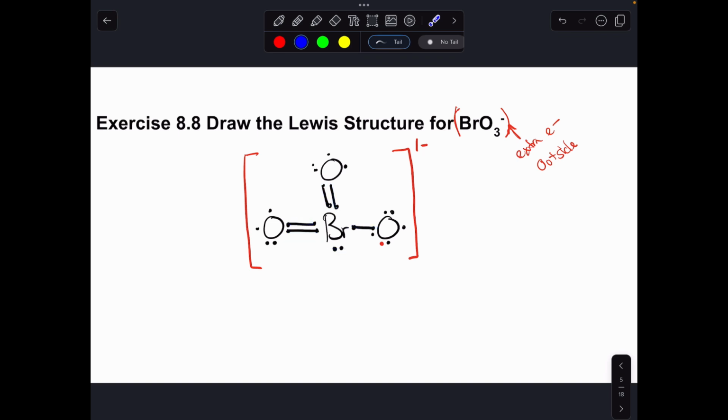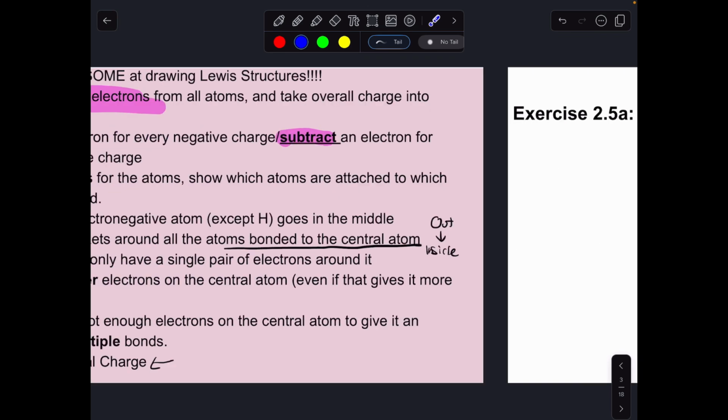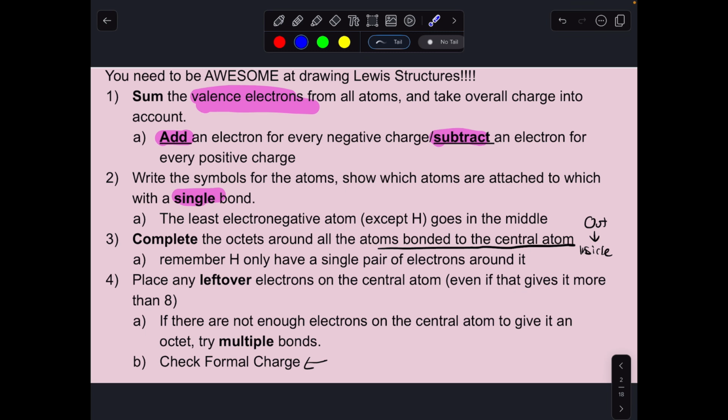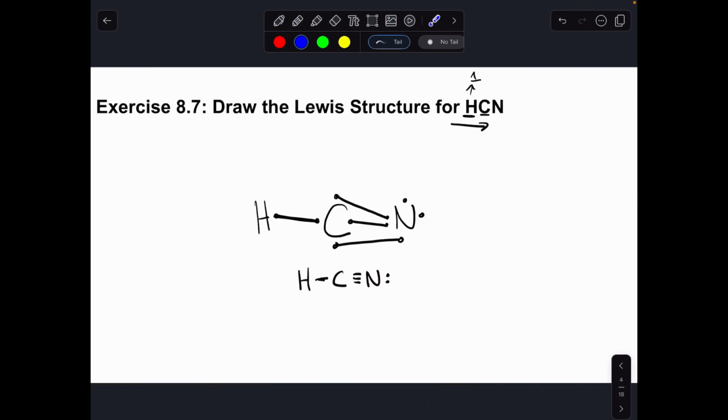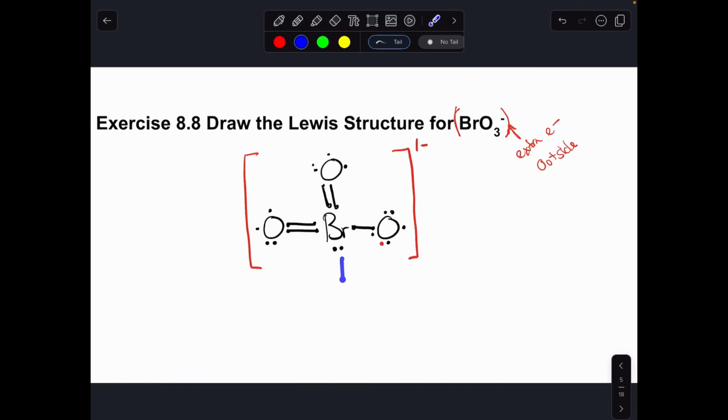So keep in mind, the central atom can have more than 8. There are some atoms that cannot go above 8, and we'll address those here in a second. But bromine is one that can, and it does. And so that's our structure in the end.